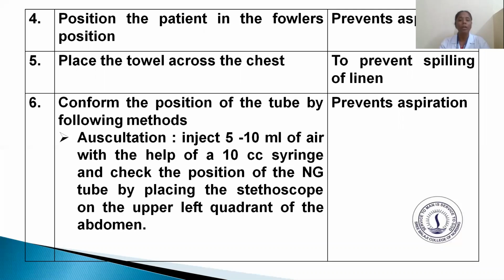Another way to confirm is with a syringe: connect it to the end of the tube and aspirate, and at the same time place the stethoscope over the upper left quadrant of the abdomen. You can check whether the tube is present in the stomach or not.